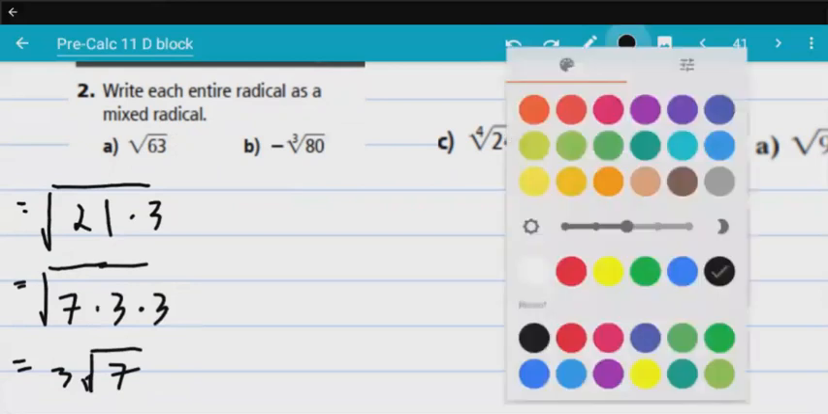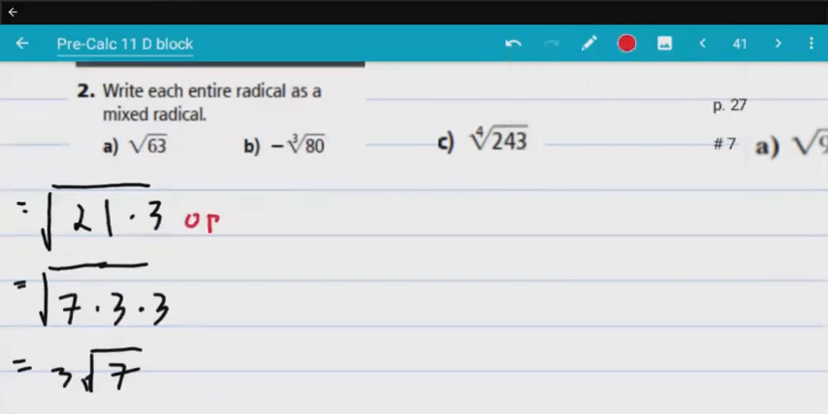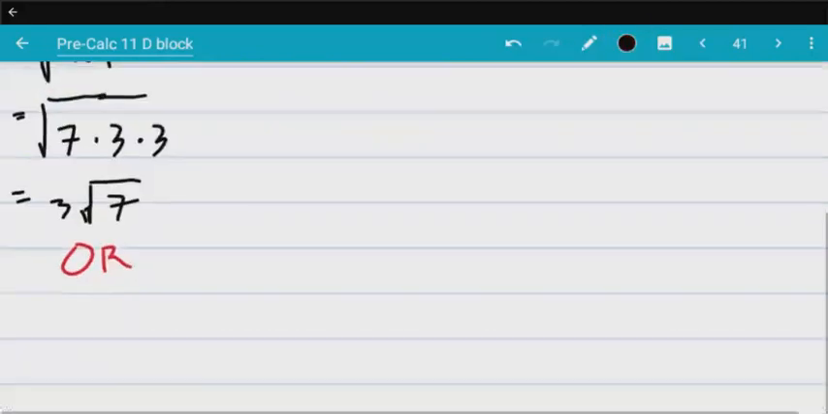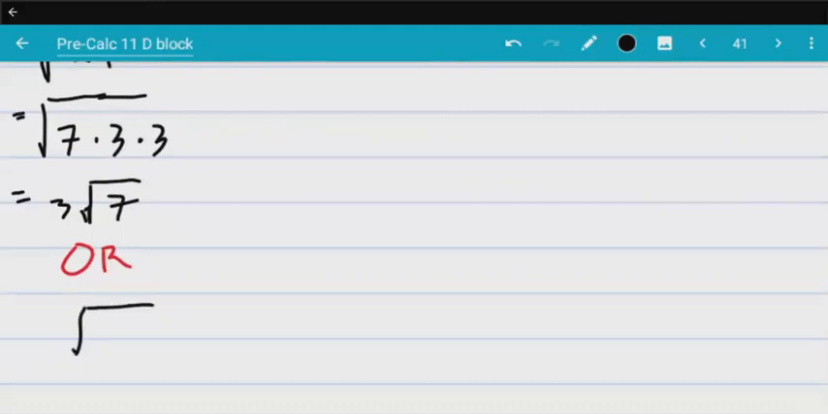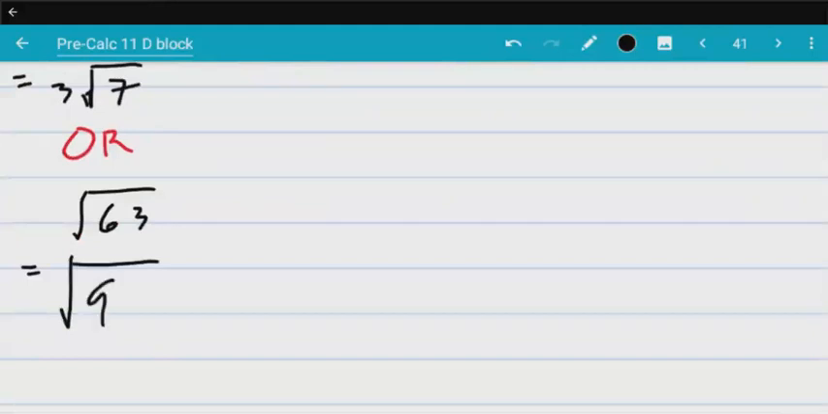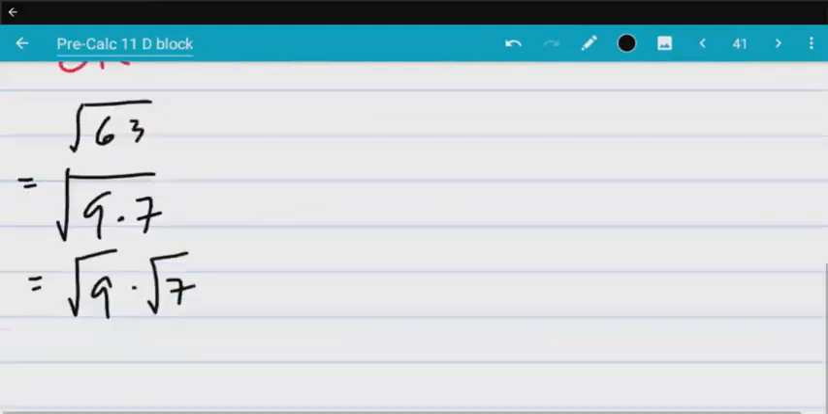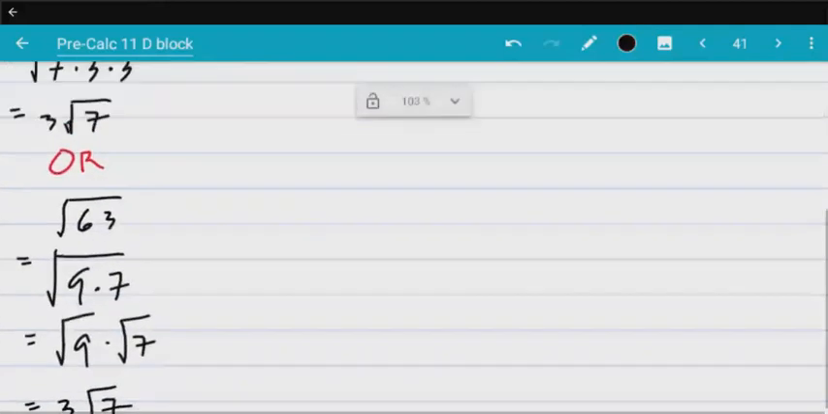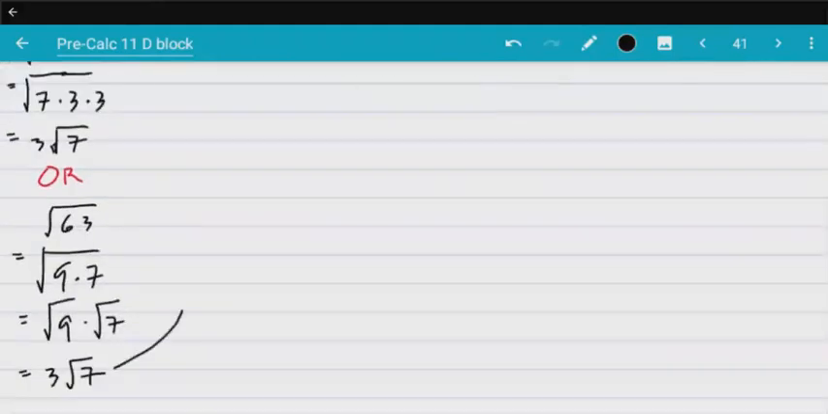Another solution is this. Root of 63 is equal to the root of 9 times 7. And here, right away, you can see that, oh, wait a minute. The multiplication property of radicals tells me that I can split it up into two parts. And I have 3 root of 7 as an answer. And if you take a look at the original answer we had, these two are the same. Okay, all right.